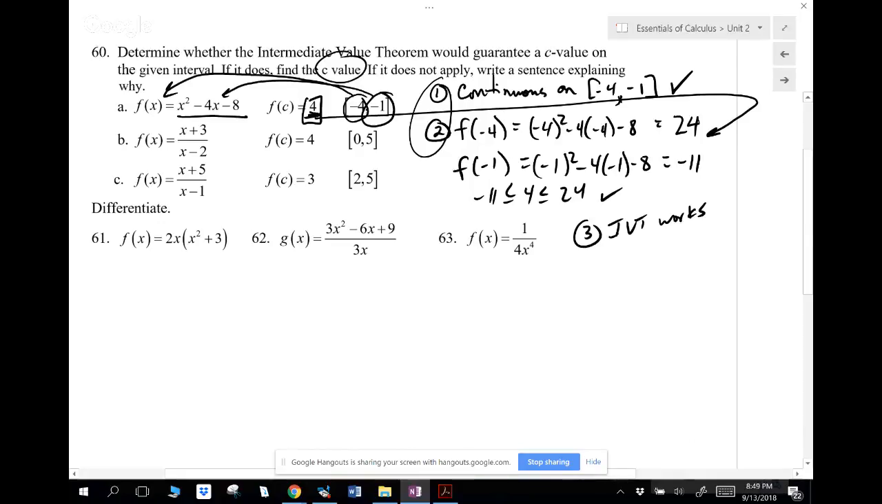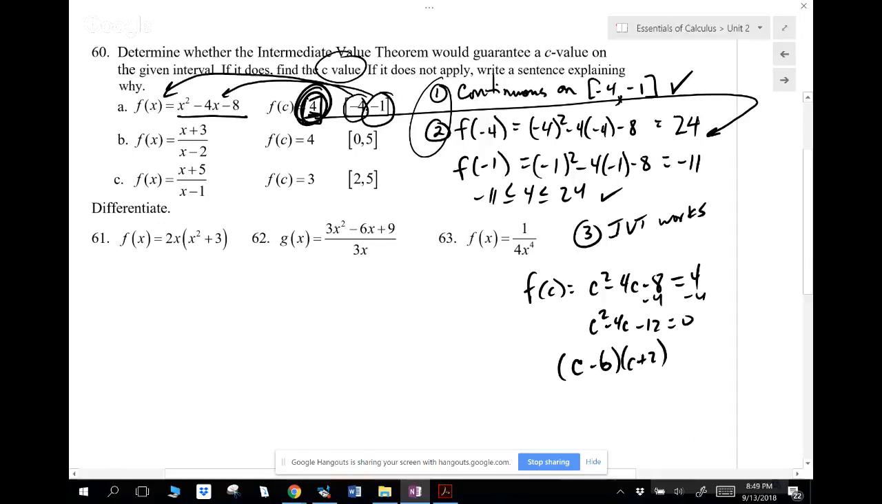So what we're going to do now for our C values, we're going to plug in C. We're going to do f of C. So we're going to get C squared minus 4C minus 8, and we're going to set that equal to whatever number was over here, which was 4. And then subtract 4, minus 12, factor. That's going to be 6 plus 2. C equals 6, C equals negative 2.